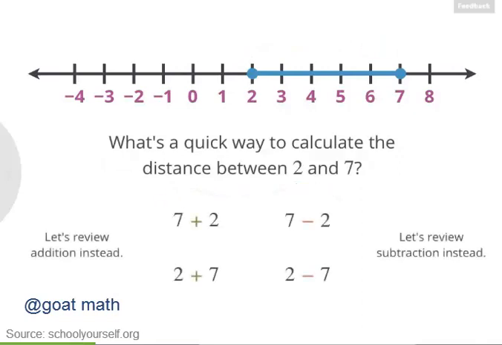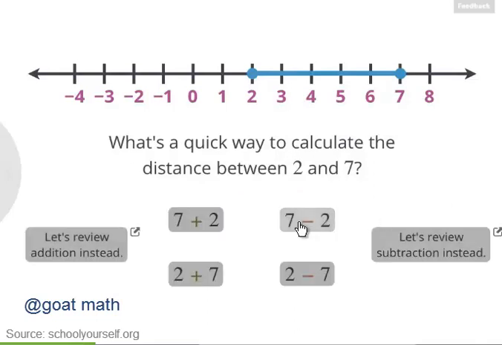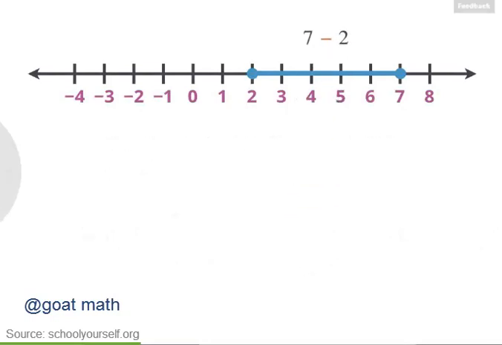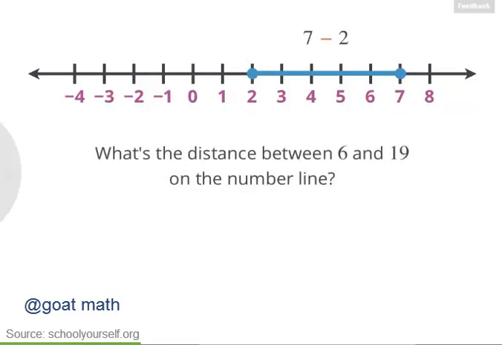Which of these is an expression you can use to quickly find the distance between 2 and 7? Exactly, this distance is 7 minus 2. In general, to calculate the distance between two points, you can take the larger number and subtract the smaller number. So then try figuring out the distance between 6 and 19. Nicely done. To find the distance, you can take the larger number, 19, and subtract the smaller number, 6. So the distance between 6 and 19 is 13.